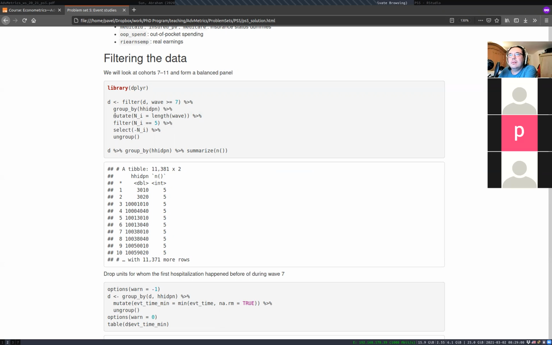And then the mutate function adds a new variable, ni. Basically what is calculated here is the length of the wave variable. So if we didn't group by, that would be just the total number of observations. But in our case, since we group by individuals, this will be calculated for a particular individual in observation i, and that's exactly what we want. And then we only leave those individuals for whom we have 5 observations. We remove this variable, we no longer need it, using the select function and minus ni, and just in case ungroup the data.